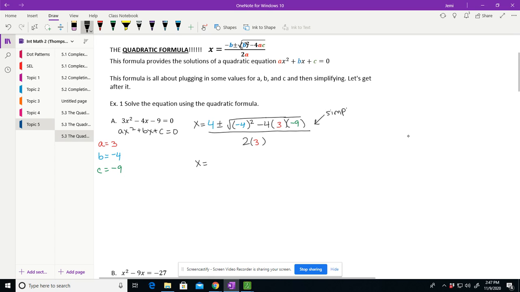You're really going to simplify under the radical first. So that's my tip. You're really going to focus your efforts here. So underneath the radical, I get negative 4 quantity squared. So I'm going to do exponents first. Negative 4 times negative 4 gives me a positive 16.